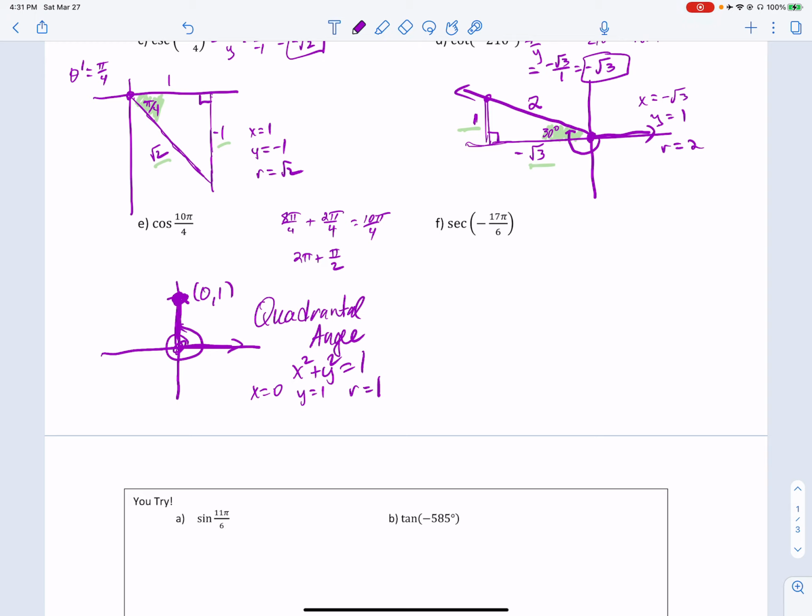And so cosine is just the x value when you're on the unit circle. You can do x over r because it won't affect anything. The radius is 1. But it's nice to know that it is just that x value, and so it is going to be 0. So the cosine of 10 pi fourths is 0.